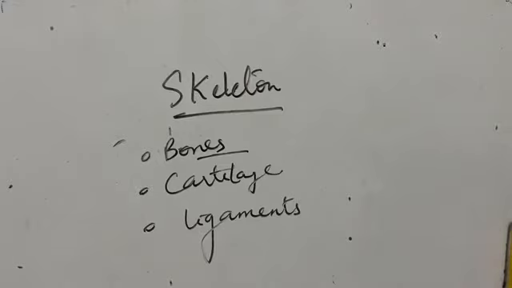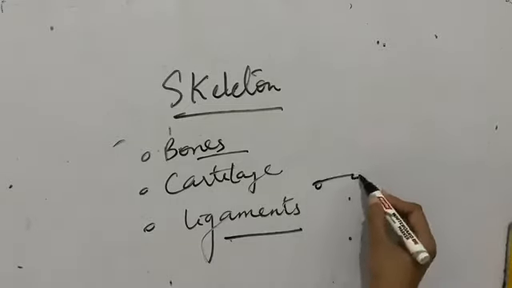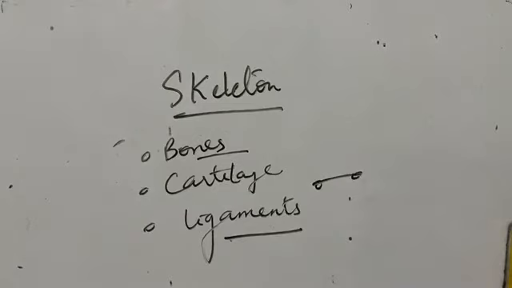For example, you can feel it in your ears. Your ears are quite soft, right? It is cartilage. At the tip of your nose is present the cartilage. And the ligaments. What are ligaments? They connect one bone with another bone. So the skeleton is mainly made up of bones, cartilage, and ligaments.